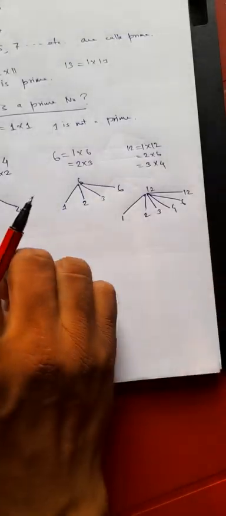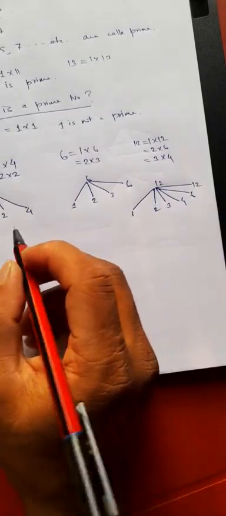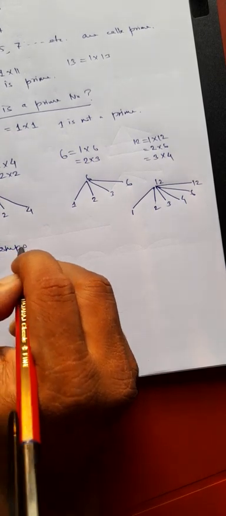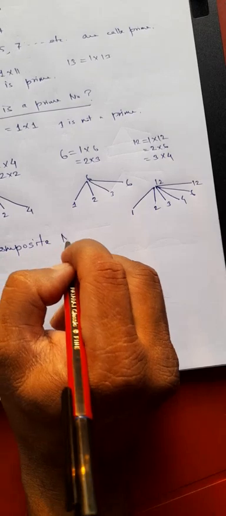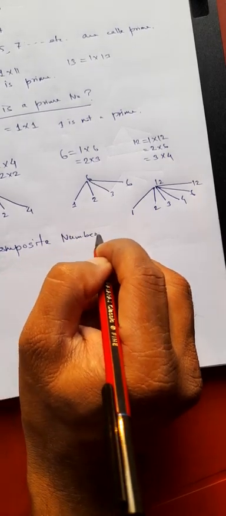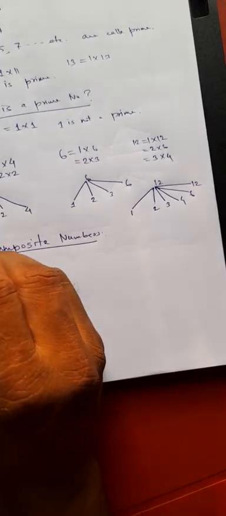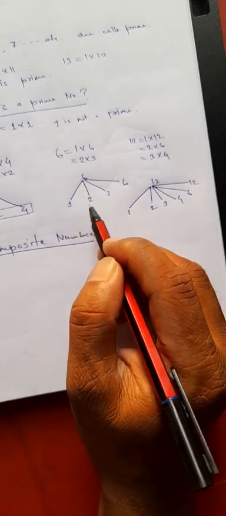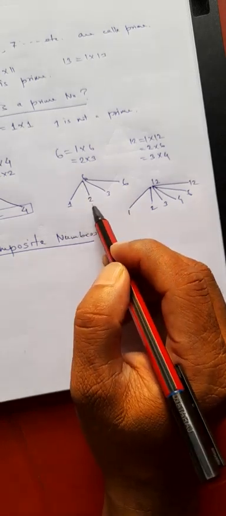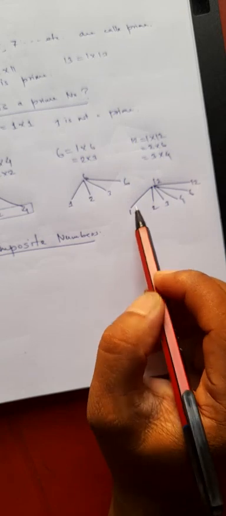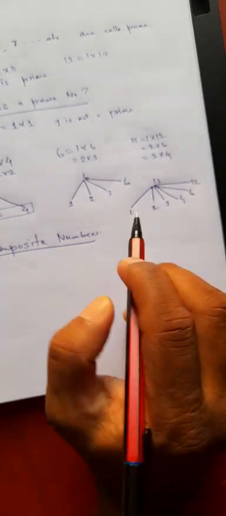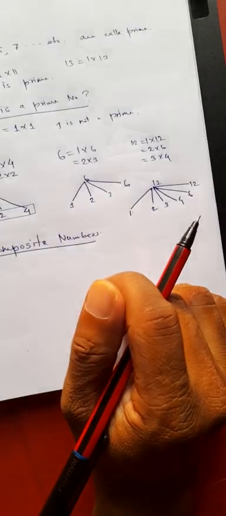Now this type of numbers which have more than 2 factors are called composite numbers. That means the whole numbers which have more than 2 factors are called composite numbers. 6 has more than 2 factors. 6 has 4 factors. 12 has how many factors? 1, 2, 3, 4, 5, 6 factors. That means more than 2 factors. These are called composite numbers.